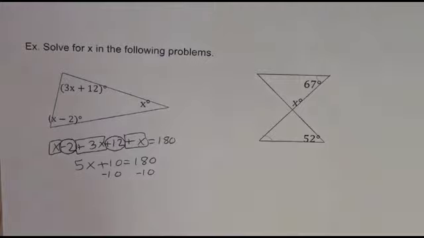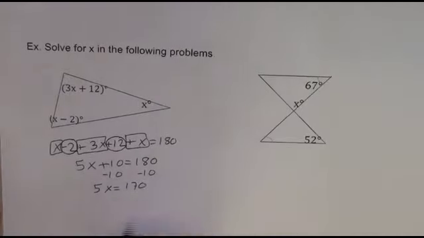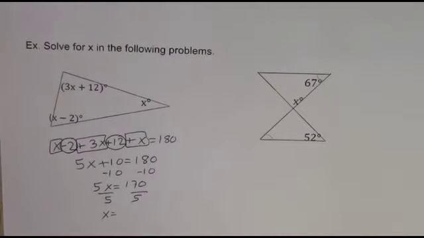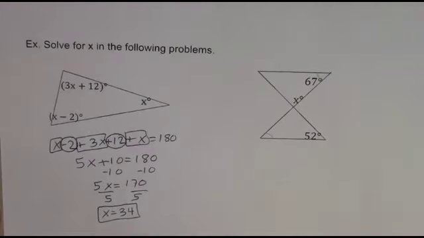And now we solve. So subtract 10 from both sides. 5x equals 170. Divide both sides by 5. 170 divided by 5, x equals 34. So we use the fact that the three angles add up to 180 degrees to create an equation that we could then solve. In the second problem, we actually have two triangles.